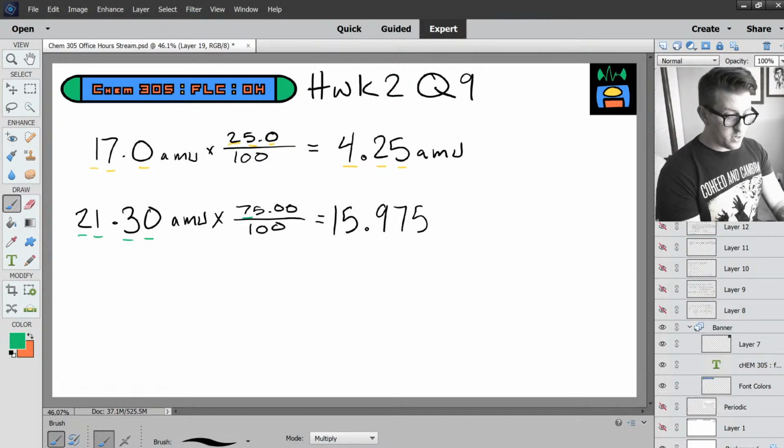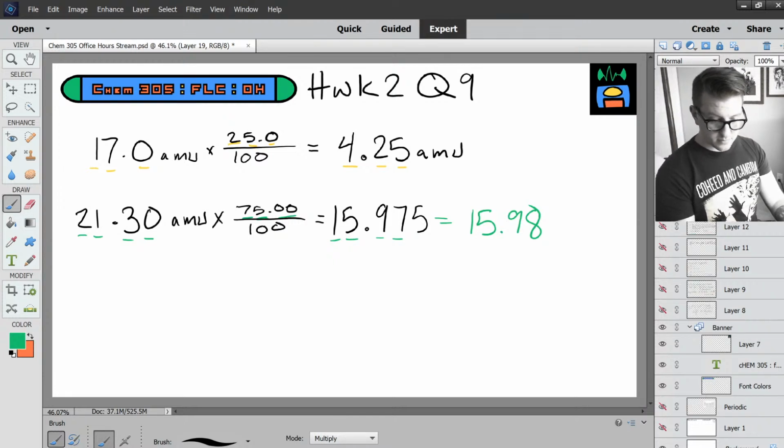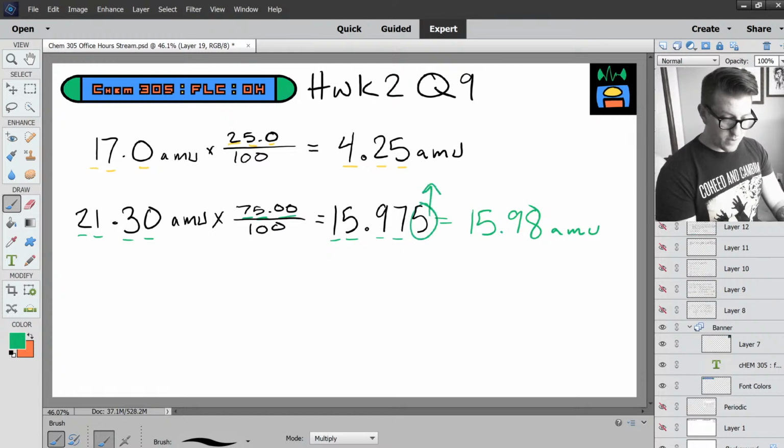21.30 has 4. 75.00 also has 4. So we can keep 4 sig figs. Once we round, this will be 15.98 AMU because 5 rounds up.